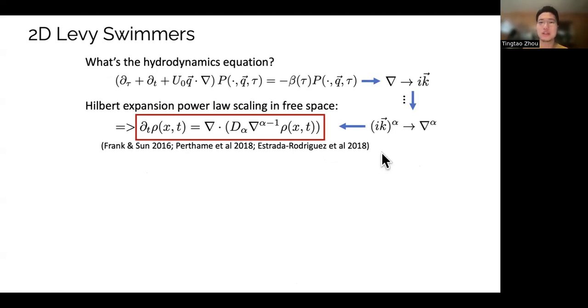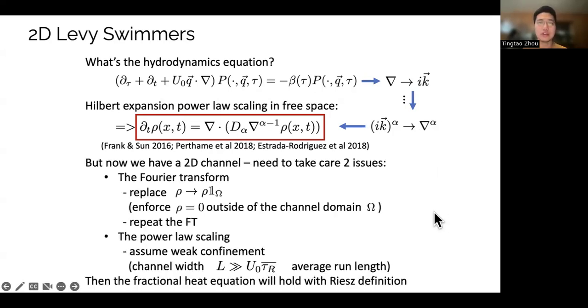Formally, this Hilbert expansion can proceed very similarly to the run-and-tumble particles, and basically we first do a Fourier transform, and we transform the differential operators into just scalars in K-space, right? And then you do the Hilbert expansion with these scalars, and then inverse Fourier transform back to get the fractional diffusion equation. And people have conducted these expansions for us.